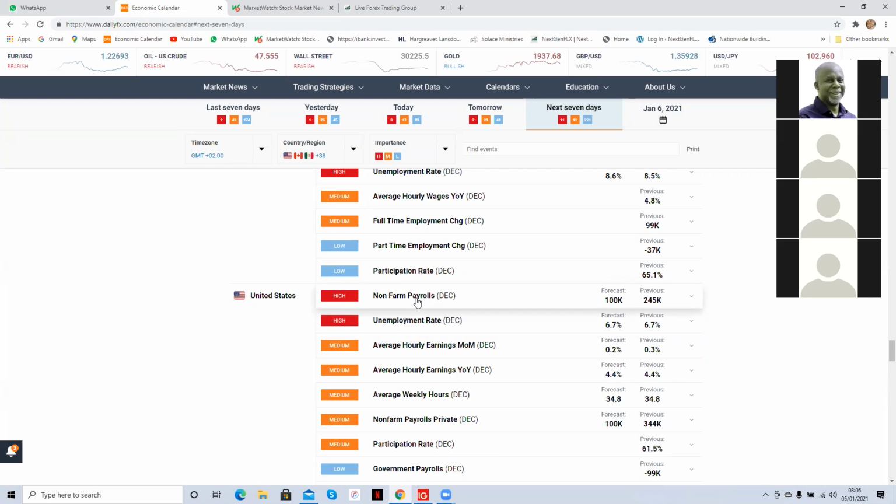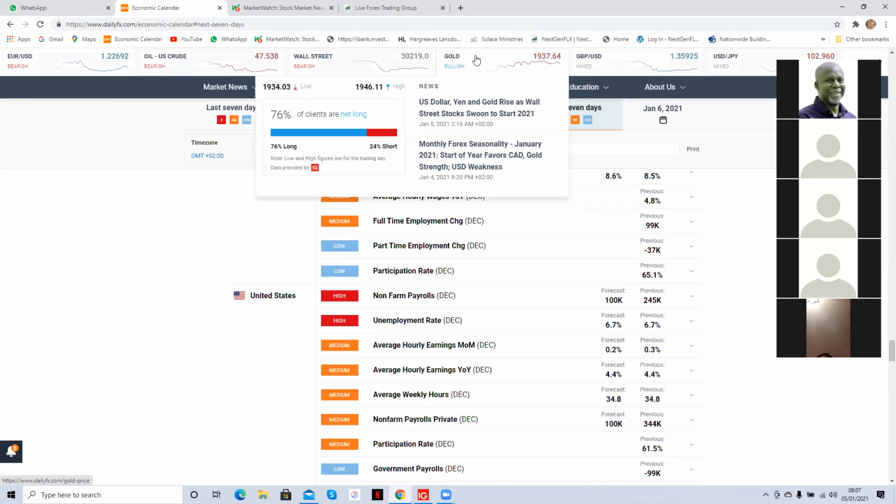And that's a huge report. It's highly anticipated. The markets are always waiting and anticipating that report. It comes out on the first Friday of every month, so of course, it will be the first one for this year. So that's the US non-farm payroll unemployment rate on Friday.